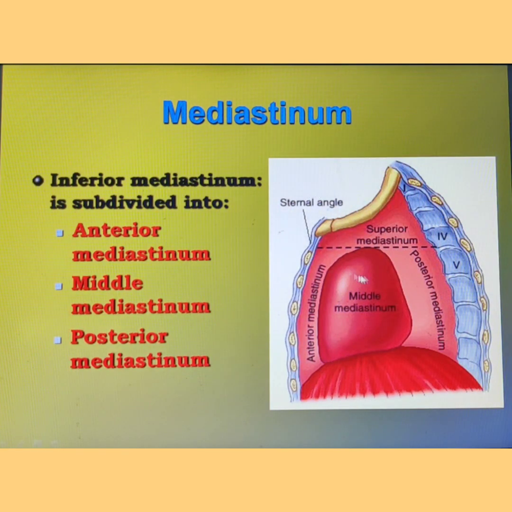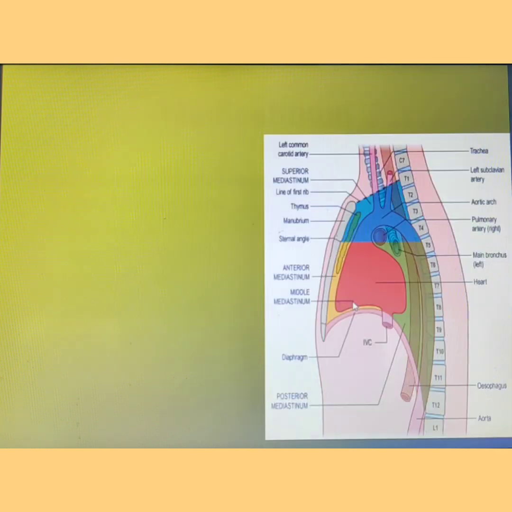Now this inferior mediastinum is again subdivided into anterior mediastinum, middle mediastinum and posterior mediastinum. Superior mediastinum doesn't have any subdivisions. Only the inferior mediastinum is divided into anterior, middle and posterior mediastinum.